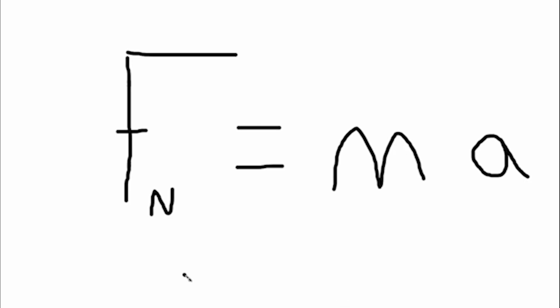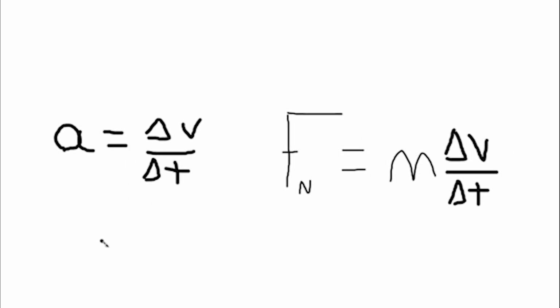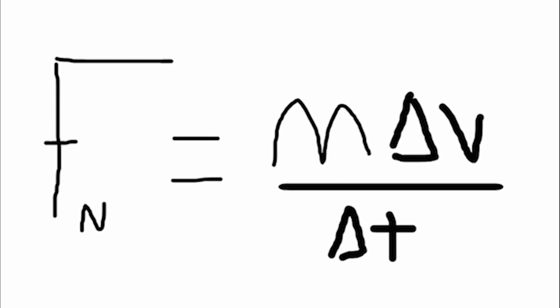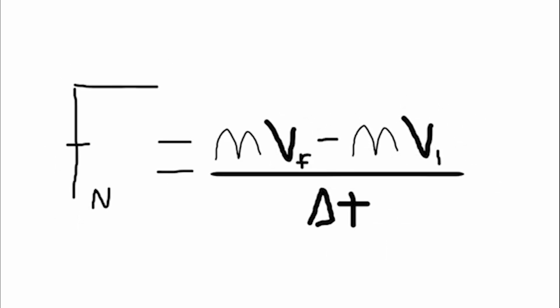First, we start off with Newton's second law, net force equals mass times acceleration. Then we can substitute change in velocity over change in time for acceleration, leaving us with mass times the change in velocity divided by the change in time. Then we can simply factor the mass into the numerator, leaving us with mass times the change in velocity all over the change in time. Then we can substitute the final velocity minus the initial velocity in for the change in velocity and factor in mass to leave us with mass times the final velocity minus the quantity of mass times the initial velocity, all over the change in time.